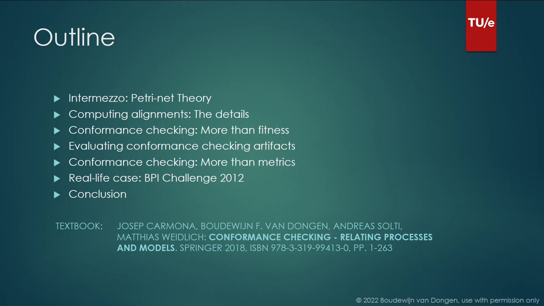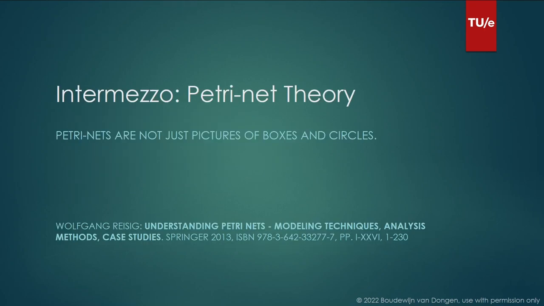So today we're going to talk about a little bit more formal things with respect to alignments. I know there are some mathematicians in the room that might appreciate this, but we also talk about the other end of the spectrum, the application and interpretation in a bit more detail. And in the meantime, we're going to talk about more than just fitness. Yesterday we spoke primarily about fitness. There was a question to look at other dimensions as well, so we'll address that topic too. But first, a little bit on Petri net theory.